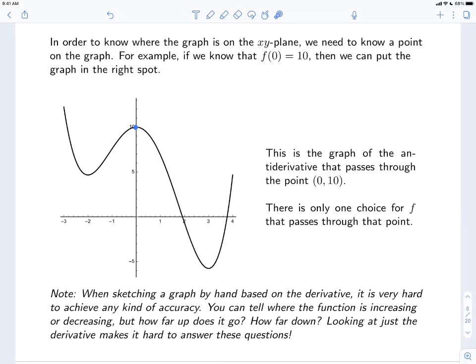As a note, when you're sketching a graph by hand based on the derivative, it's very hard to achieve any kind of accuracy. You can tell where the function is increasing or decreasing, but you can't tell how far up it increases or how far down it decreases. Looking at just the derivative makes it hard to answer these questions. You need some additional information.